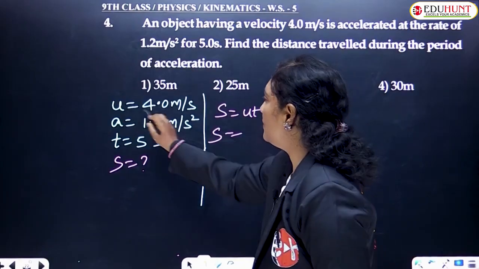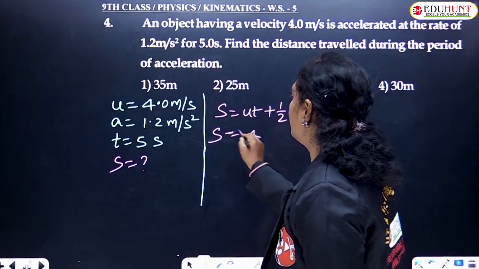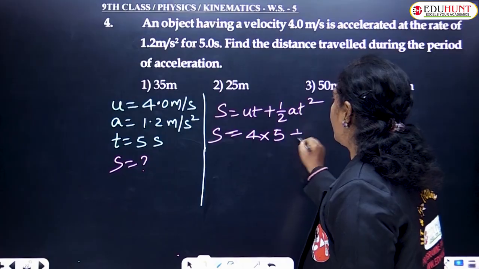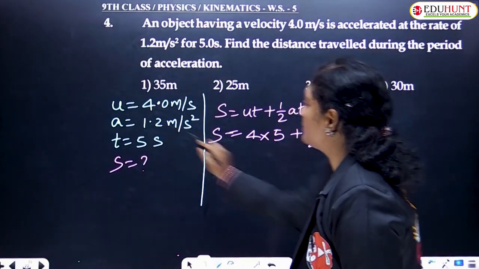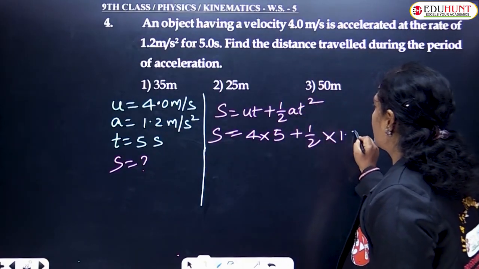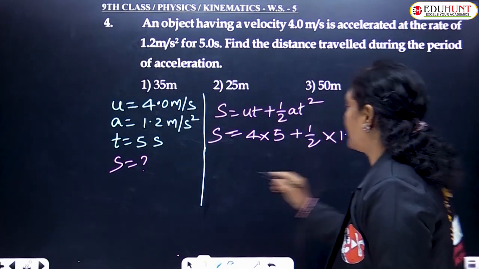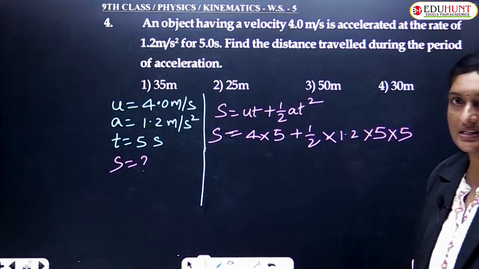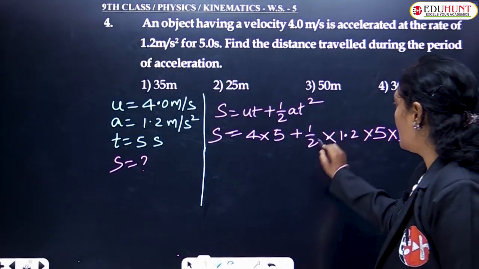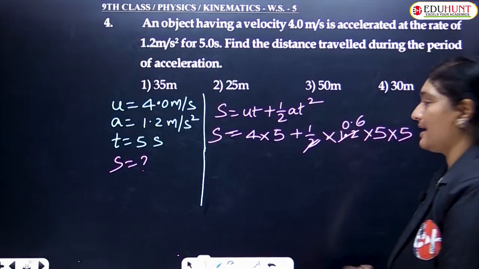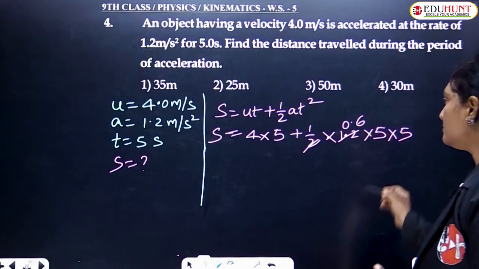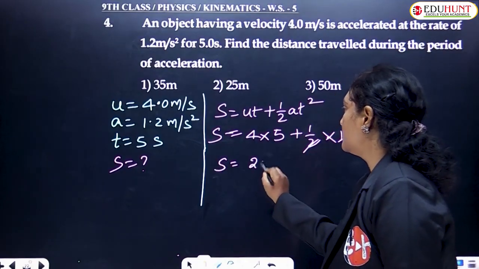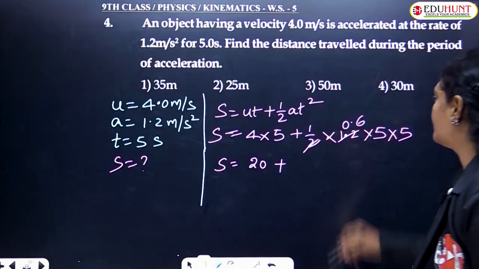So what is u? Here, 4 meters per second into time, which was 5 seconds, plus half, acceleration was 1.2 meter per second square, and time is again 5. t square means 5 into 5. Okay children? So this 2 goes 0.6 times because it is 1.2. So 2 into 0.6 is 1.2. Hence the value of S was found to be 4 5s is 20 plus here 6 5s are 30.